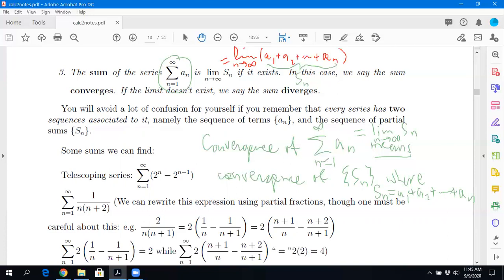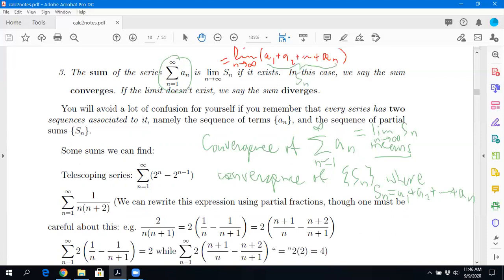In this case, we say the sum does what? Converges. And it converges to the limit of the sequence of partial sums. If the limit doesn't exist, what do we say about the series? It diverges. Yeah? So if that thing doesn't converge, we say that the series diverges. Okay?